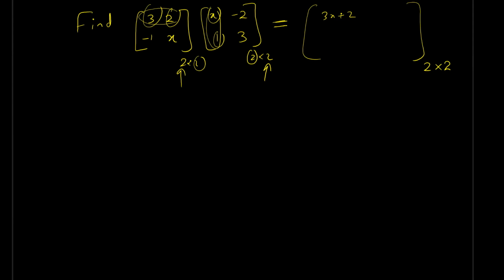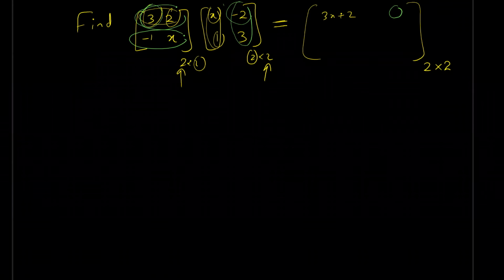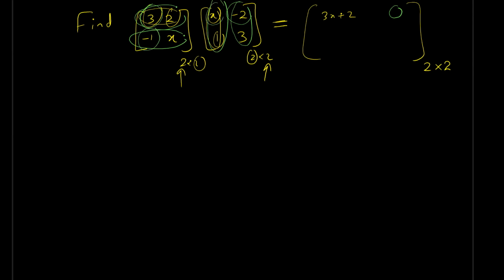Now the first entry is 3x plus 2. The second entry is this row and this column. So 3 and negative 2, negative 6, 2 and 3, 6, is 0. Now we are done with the first row of the first matrix. So now with the second row, this into this, so negative 1 and x, you get negative x, and then x and 1, positive x, so 0. And this row with this one, so second row and second column, negative 1 and negative 2, that's 2, and plus x into 3, so 2 plus 3x.